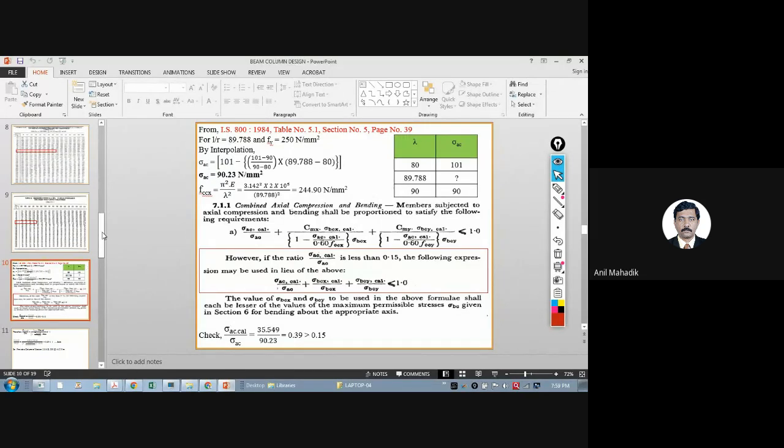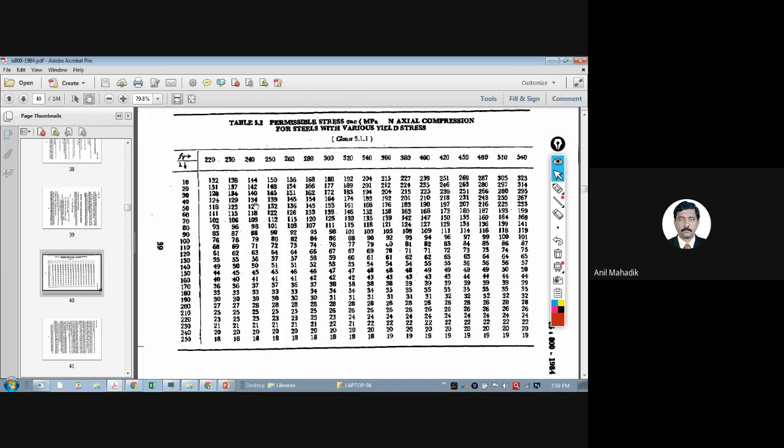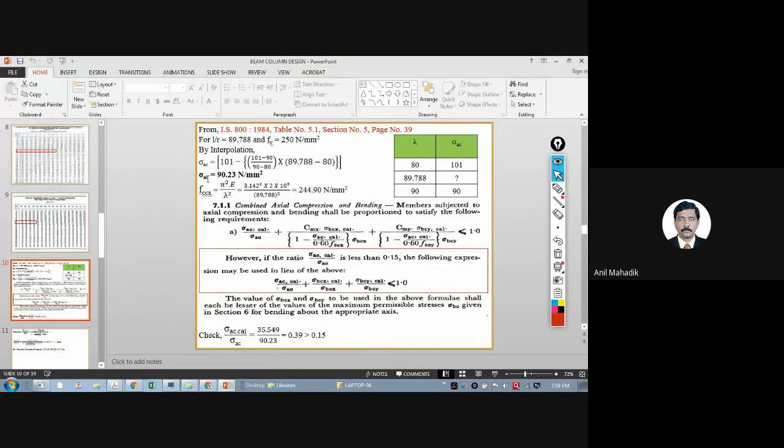So L effective we calculated: for 3 meters, the effective length factor we can comfortably take as 0.85. So 0.85 into 3 meters will be L effective, and R minimum as per the cross section properties. Then sigma AC will be 90 here. With Fy 250 and L by R 89, it is near to 90, so we take 90. So sigma AC permissible is 90, from that table of the compression member.